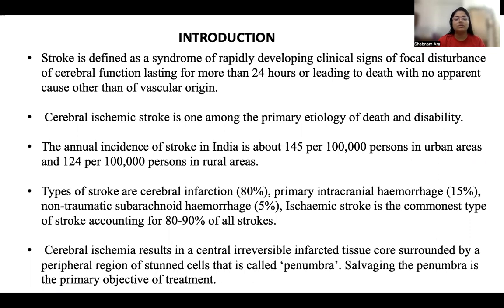The incidence of stroke in India is 145 per 1 lakh persons in urban and 124 per 1 lakh persons in rural areas. Types of stroke are cerebral infarction, primary intracranial hemorrhage, and non-traumatic cerebral hemorrhage. Ischemic stroke is the commonest type, accounting for 80-90% of all cases. Cerebral ischemia results in a central irreversible infarct tissue core surrounded by a peripheral region of stunned cells called the penumbra. Salvaging the penumbra is the primary objective of treatment.